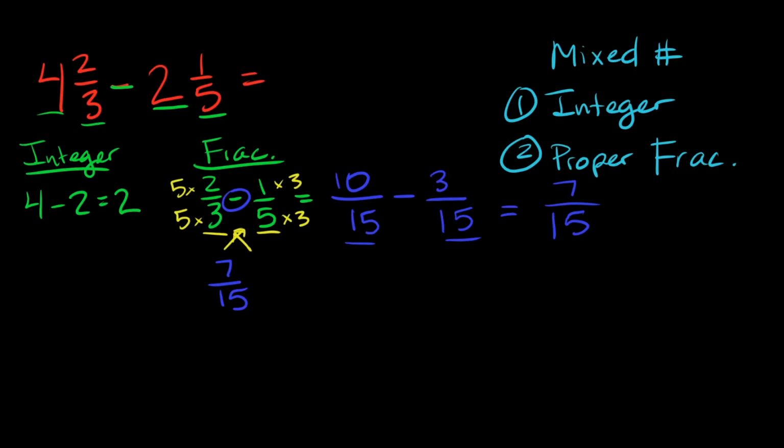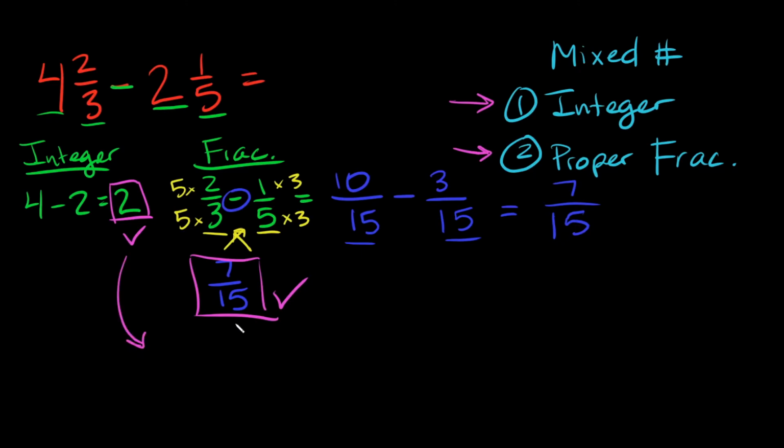Now again, what are the two things that make up a mixed number? It's an integer and a proper fraction, right? Do we have an integer here? Yes. Do we have a proper fraction here? Yes. So now we can just combine these two into a mixed number. How do we do that? We just add them together. So we have 2 plus 7/15.